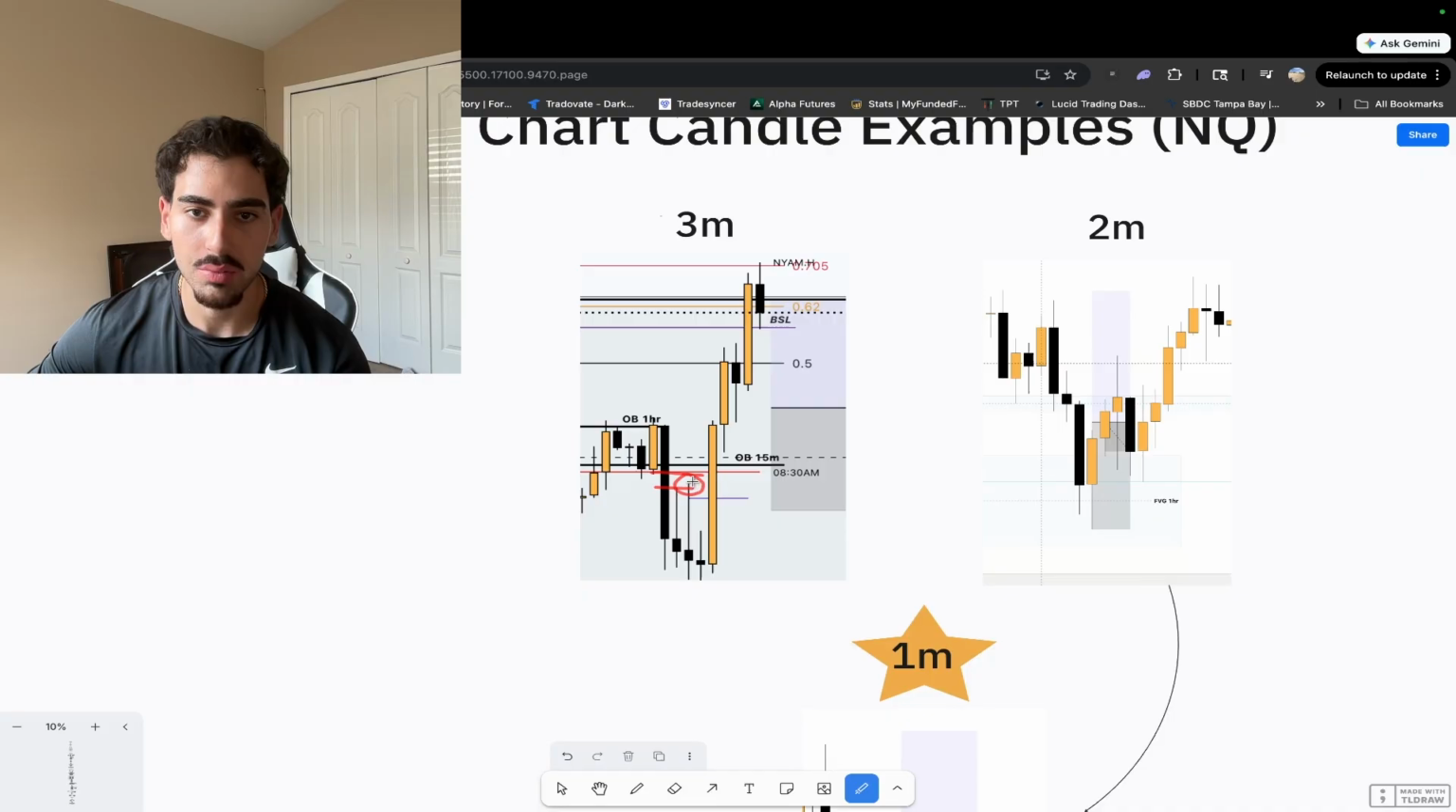You see this little high? We tap into that 3-minute and then push back down. That is what we want to see if price is respecting the fair value gap. Instead, price goes and disrespects it by closing above this inverse.